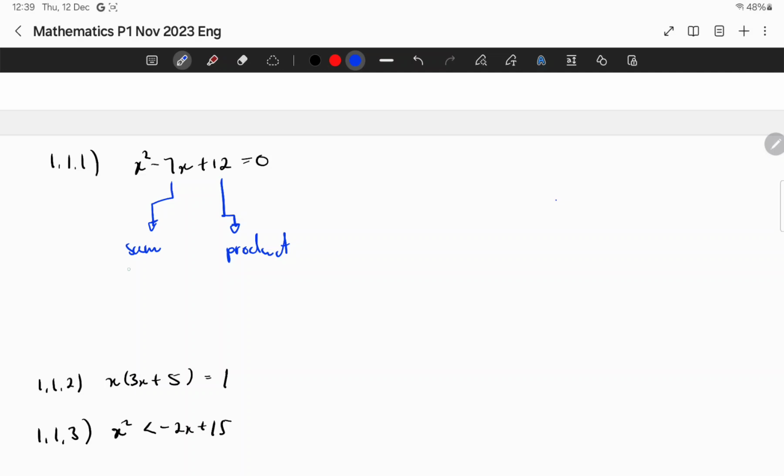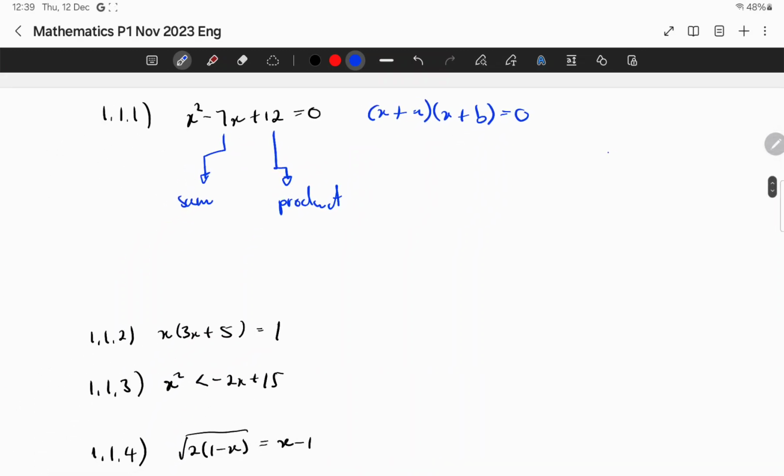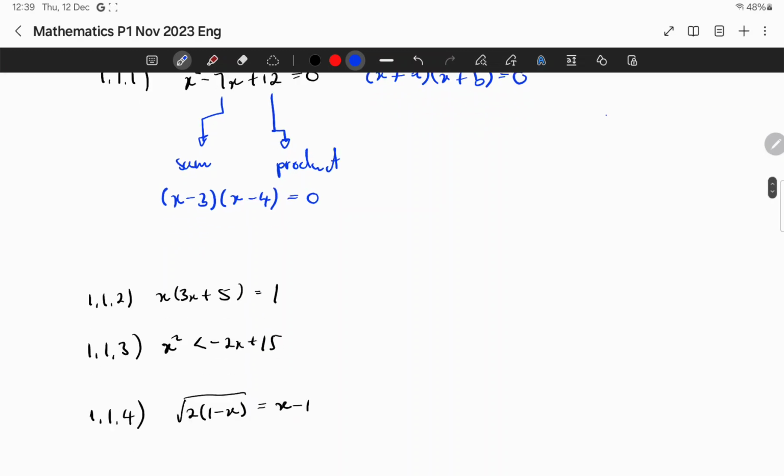So the form you're looking for is x plus or minus a times x plus or minus b, and this should be equal to 0. So x, the first one is minus 3, the second one minus 4. It can be interchanged, the first one could be either, that doesn't matter.